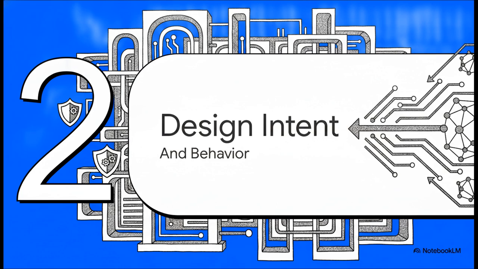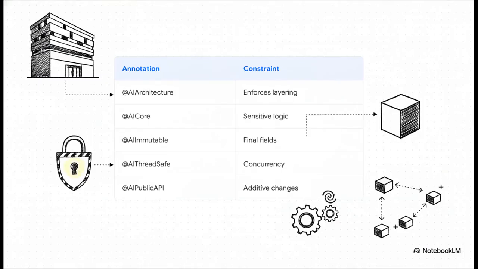Moving right along to Section 2, Design Intent and Behavior. The perimeter is secure, so now we need to look at how VibeTags enforces your architectural vision. This is where we lay down the architectural law. With @AIArchitecture, we enforce strict package layering. @AICore warns the AI to treat sensitive core business logic really carefully.